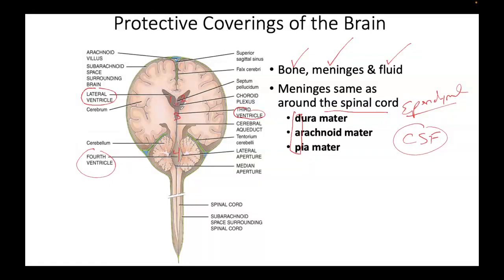And then it has to go through this interventricular foramen of Monroe to get to the third ventricle. And then going from the third ventricle into the fourth ventricle has to go through the cerebral aqueduct. Then after the fourth ventricle, it goes down this either median aperture or lateral aperture. It goes down the spinal cord, or it goes this way and recirculates around the brain and gets reabsorbed way up at the top in that superior sagittal sinus.